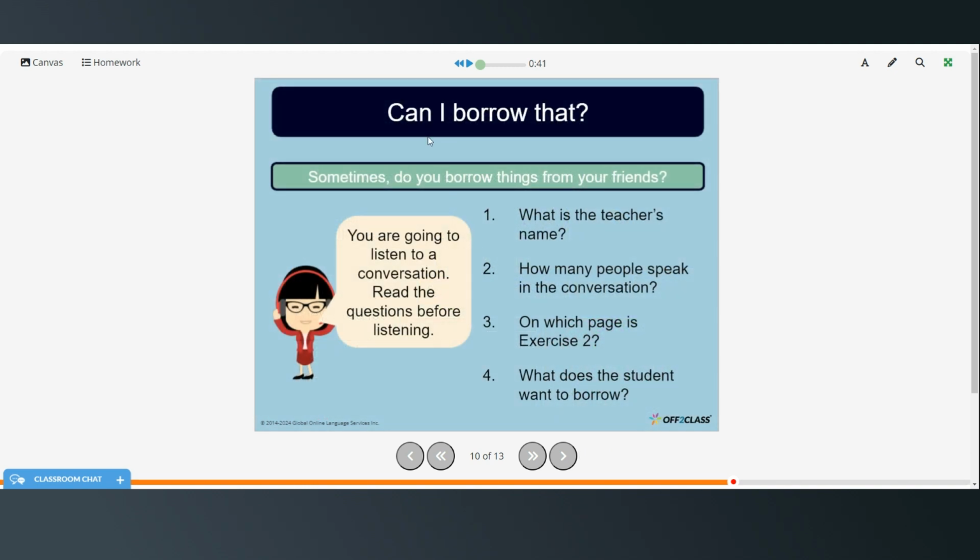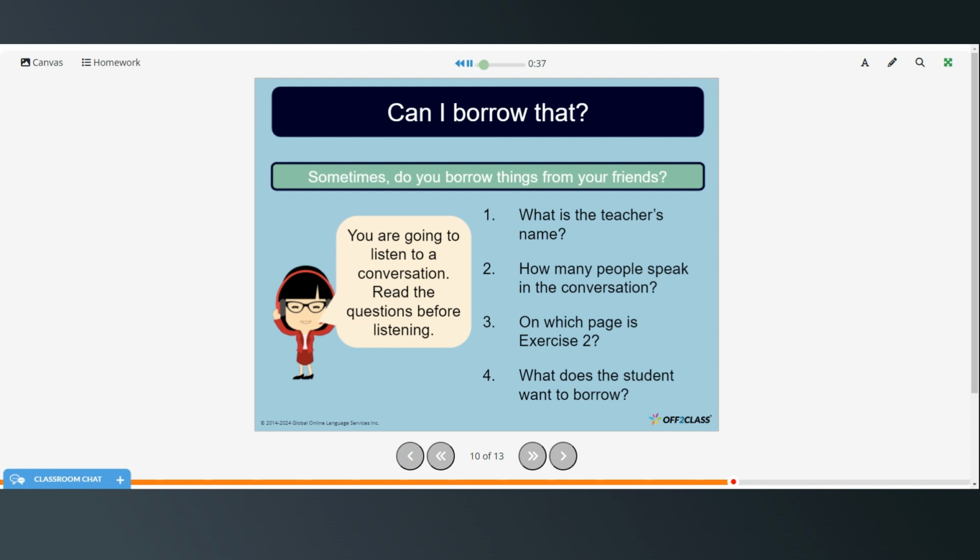All right, sometimes do you borrow things from your friends? So you're going to listen to a conversation. So let's read the questions before listening. What is the teacher's name? How many people speak in the conversation? On which page is exercise 2? And what does the student want to borrow? So let's listen.